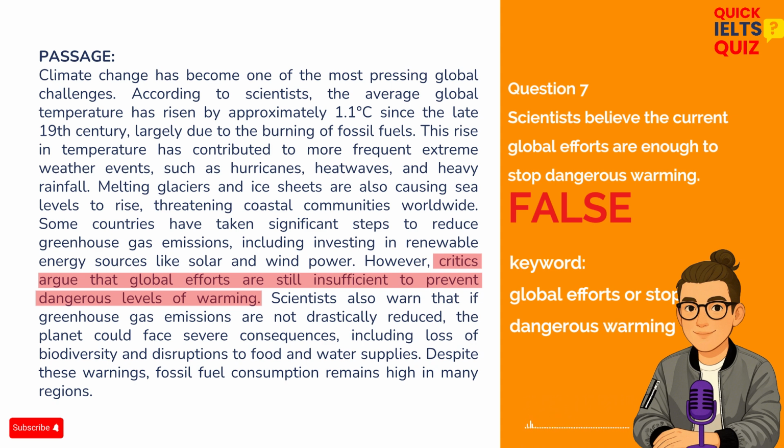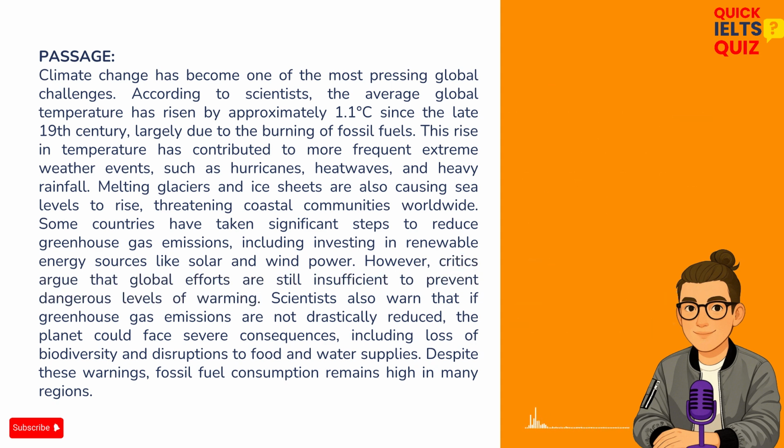Let's move on to question 8. This one is about the possible effects of continued emissions. Look for future consequences in the passage. Question 8. Loss of biodiversity could be a result of continued emissions. You have 5 seconds to think.